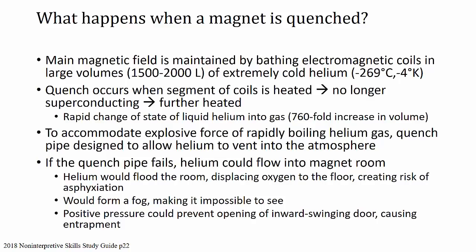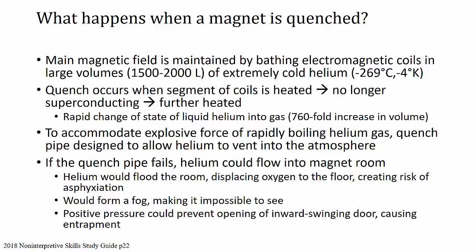In an MRI scanner, the main magnetic field is maintained by bathing electromagnetic coils in large volumes of extremely cold helium. That allows the superconducting current, which allows this level of magnetism to be maintained. So a quench occurs when segments of the coils are heated and they're no longer superconducting, which then becomes further heated, which further decreases its superconductivity, which creates this vicious cycle basically. So then you can have a rapid change of state of liquid helium into gas. And you're talking about a 760-fold increase in volume. So it's essentially explosive or nearly explosive.